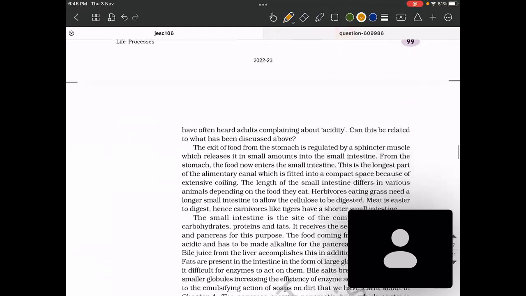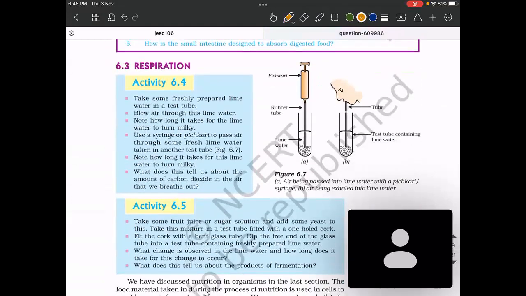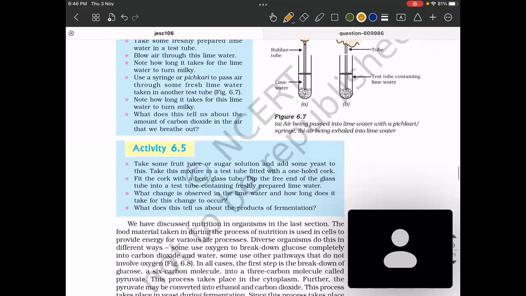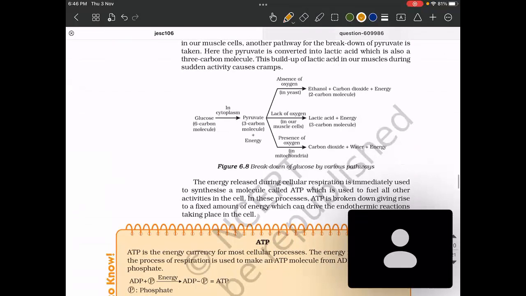Now, the next process, respiration. Here, what you should know is the types of respiration: aerobic and anaerobic respiration. What are aerobic respiration and anaerobic respiration? Aerobic respiration occurs in the presence of air. Anaerobic respiration occurs in the absence of air. Okay. In our body, does aerobic respiration occur or anaerobic respiration? Aerobic. Only aerobic?